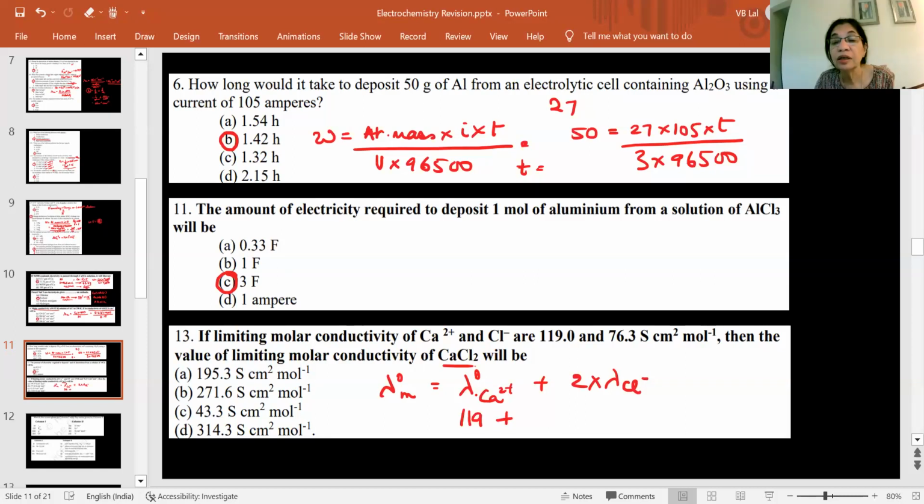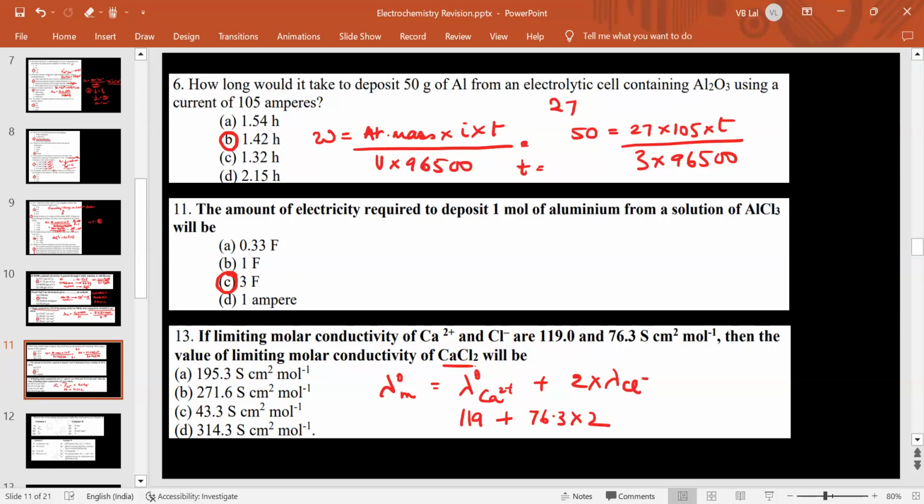119 plus 76.3 into 2. So 76.3 into 2 is equal to, plus 119. Yes, answer is B, 271.6. Did you understand how we did this? If you know the molar conductance of each of the ions, then you can always find the molar conductance of the salt. Okay.